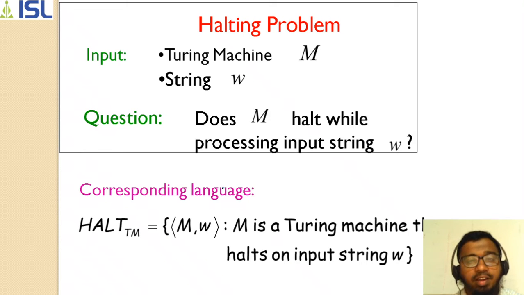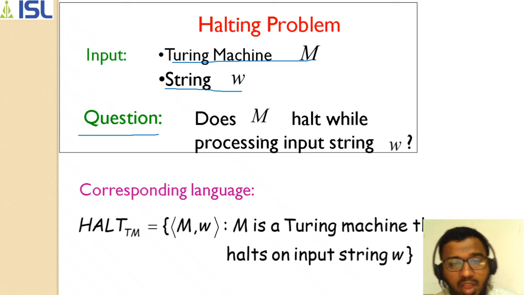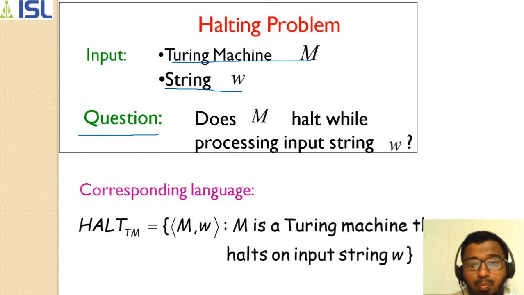The next problem is the halting problem. In the halting problem, we have a Turing machine M and a string W. So here the question is, does M halt while processing input string W? This is the question. The corresponding language is HALT_TM, the pairs M comma W.